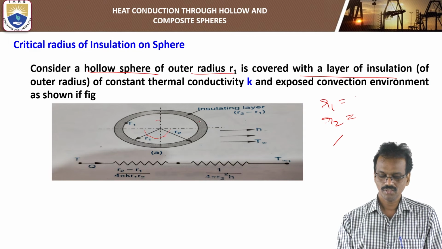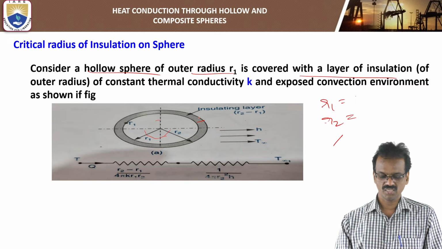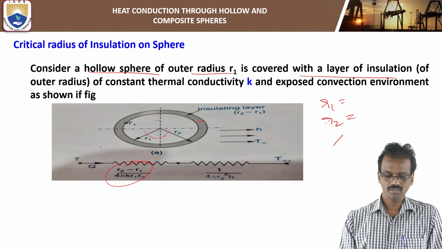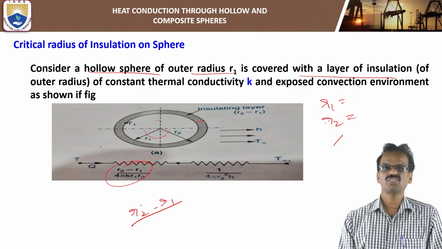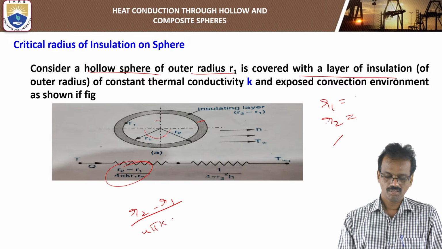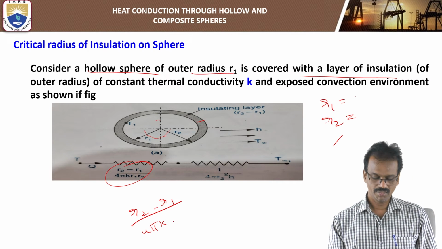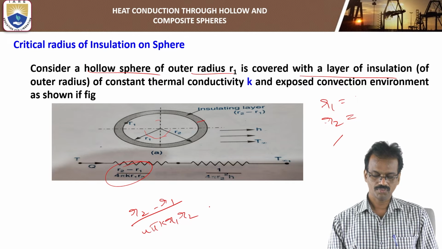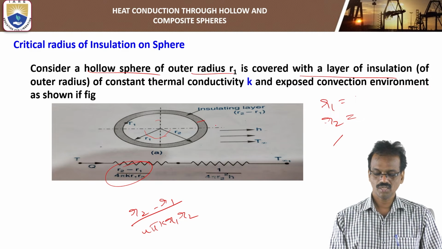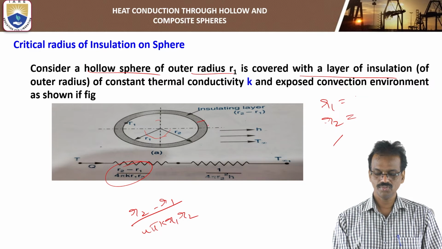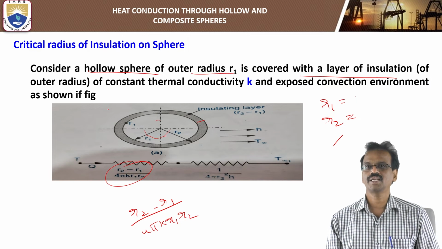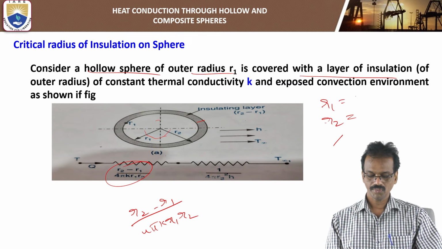So the rate of heat transfer in the insulating material through conduction is given by the formula (R2 minus R1) by the thermal resistance of conduction, that is 4 pi K R1 R2, where K is the thermal conductivity of the insulating material. Next process is the convection process, from the outside of the insulation to the atmospheric air. You know that formula.